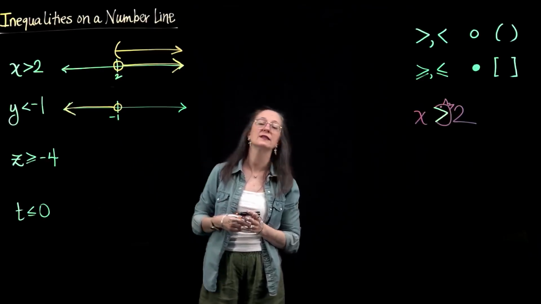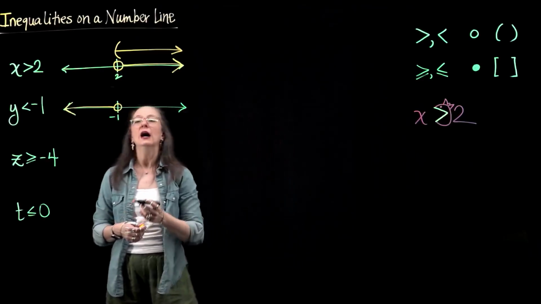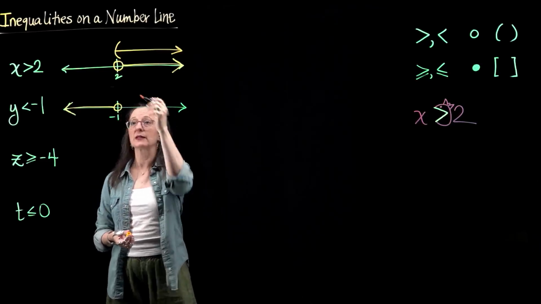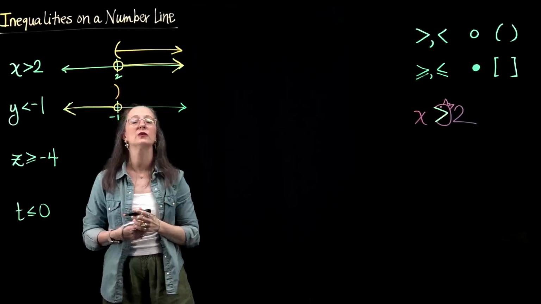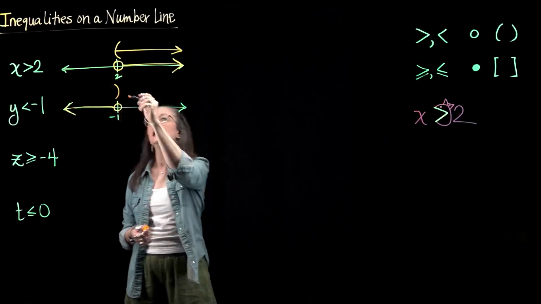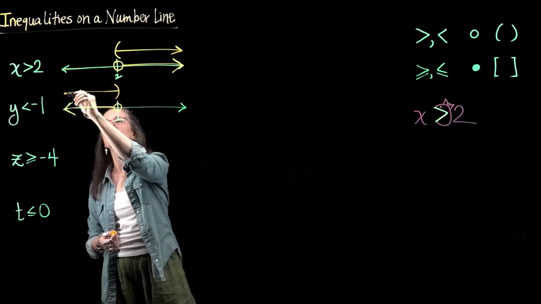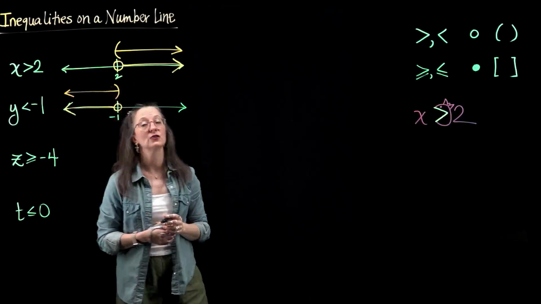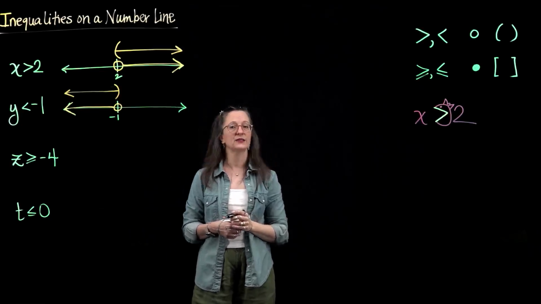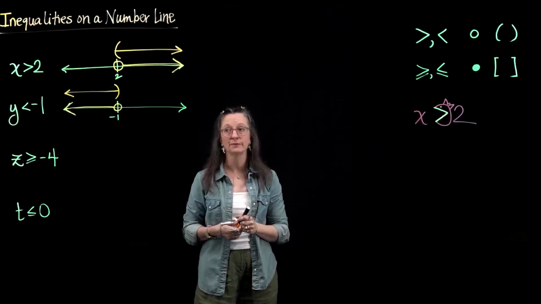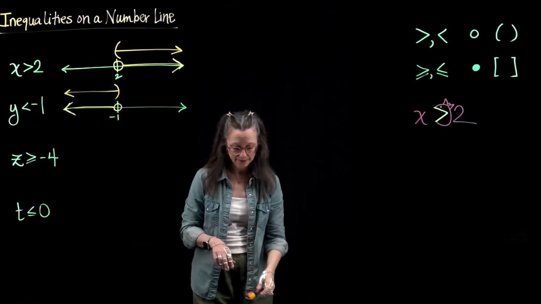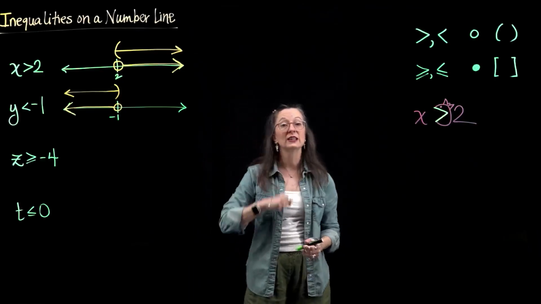For y less than -1, I would again do a parentheses because it's strictly less than. The parentheses is opening to the left. That horizontal line would extend to the left, and also that arrow on the left pointing in that left-hand side direction, indicating that we're going on forever in the negative direction. All right, let's look at the next one.